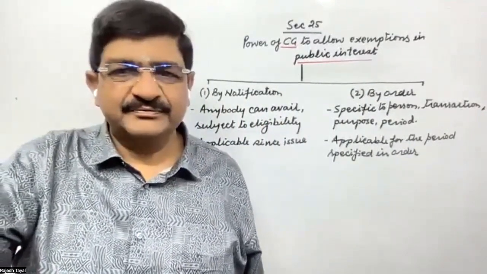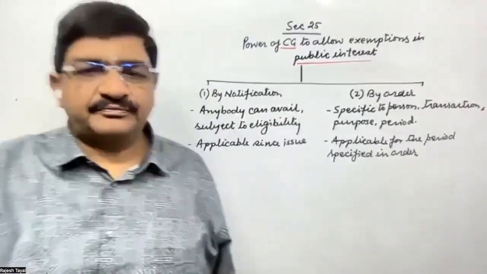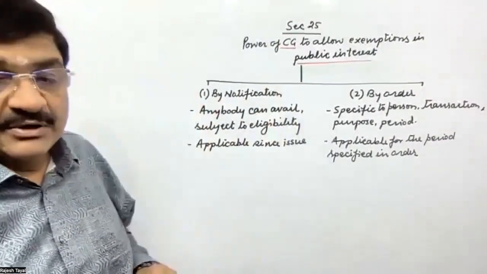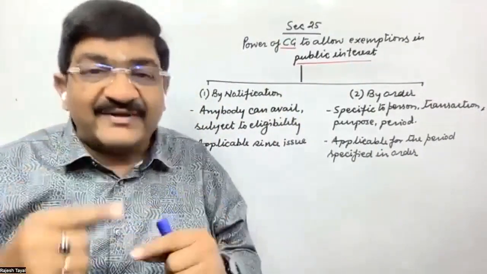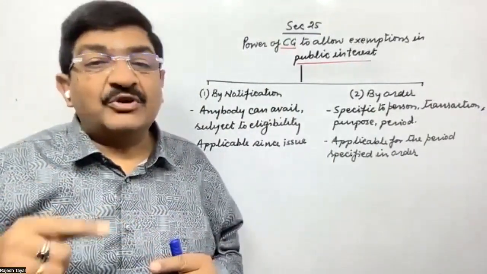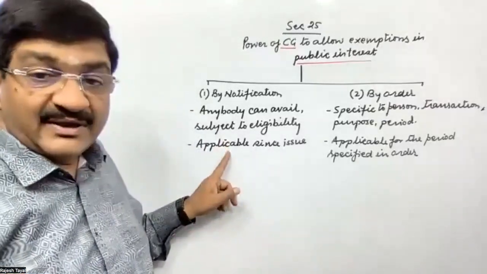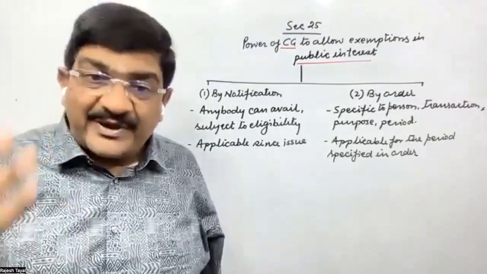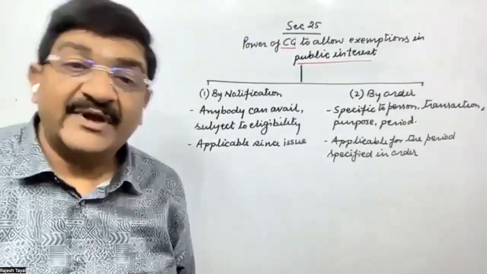So the basic thing is, this is by notification, this is by way of order. Wherever the word notification comes in any law, you can always add later that this is required to be published in the official gazette. So publication comes after the issue. It is applicable since issue, not from the date of publication. Publication will always be later. Always later. But the applicability is immediate.